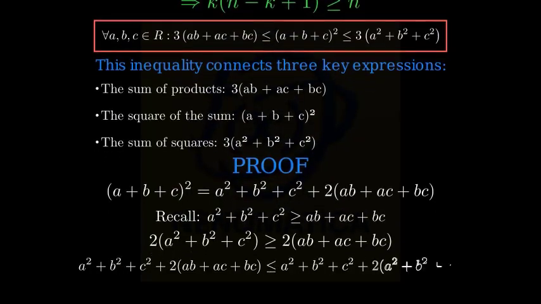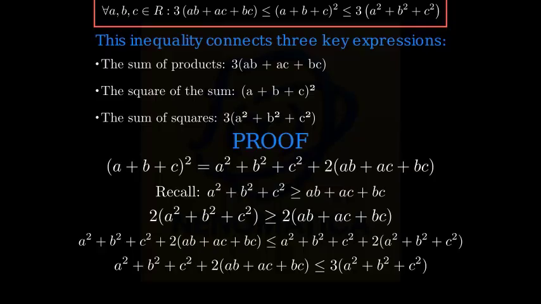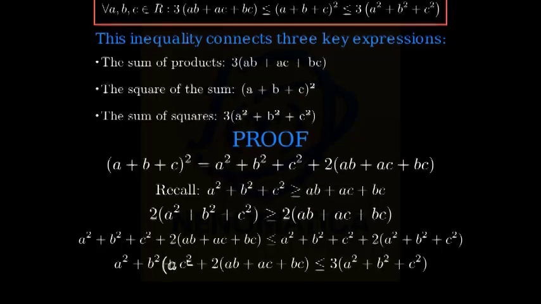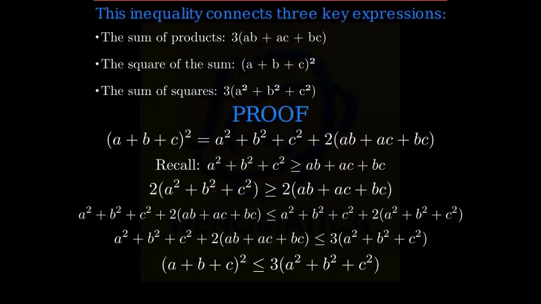Now, substitute this into our expansion of the square. We get a squared plus b squared plus c squared plus 2 times (ab plus ac plus bc) is less than or equal to a squared plus b squared plus c squared plus 2 times (a squared plus b squared plus c squared). Simplifying the right side, we get 3 times (a squared plus b squared plus c squared). Rearranging the left side, we get the square of (a plus b plus c) is less than or equal to 3 times (a squared plus b squared plus c squared).